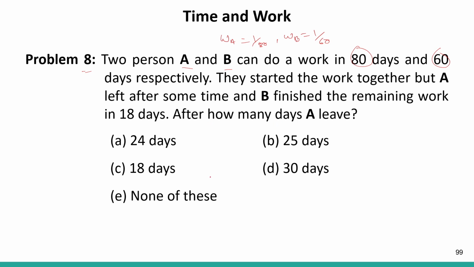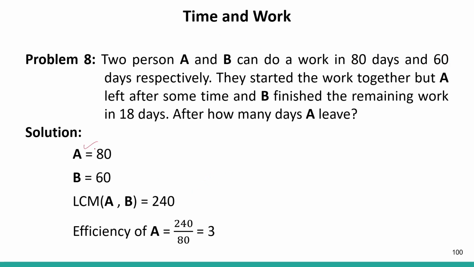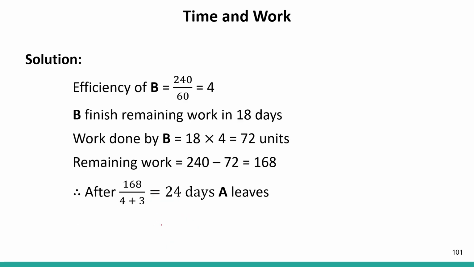Let's go forward and see the solution. Which among these 4 will be correct, or actually none of these is correct. Okay. So A is equal to 80, B is equal to 60. LCM of A and B is equal to 240. So efficiency of A is equal to 240 by 80 is equal to 3. Efficiency of B is equal to 240 by 60 is equal to 4.